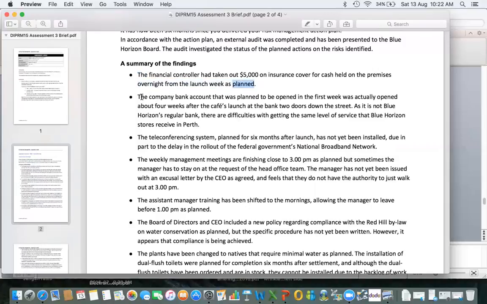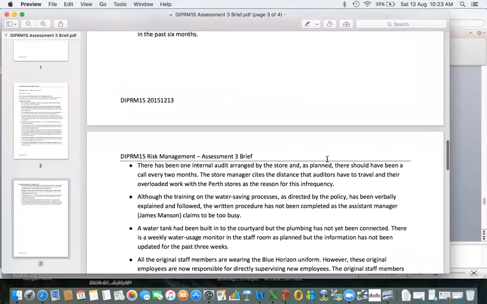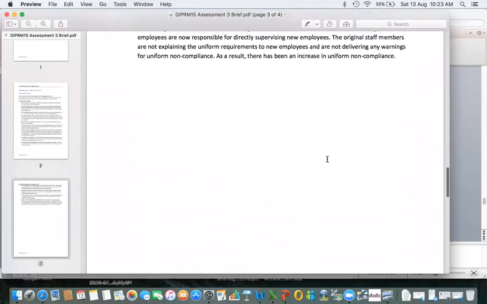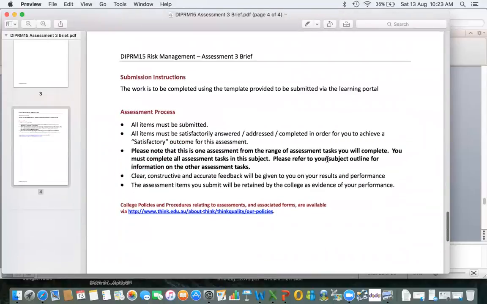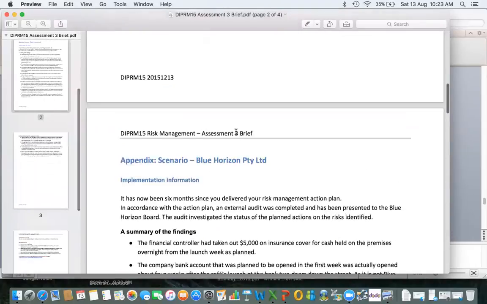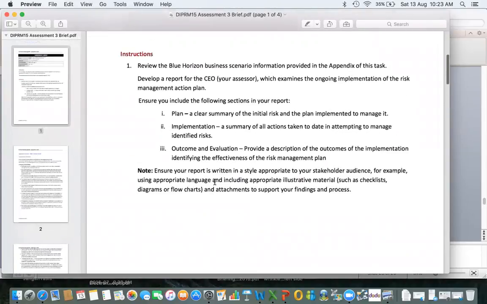Good. And the second one here, the company bank account that was planned to be open the first week was actually open about 4 weeks after the Carface launch. So here it was planned to be open in the first week. That's a bit of information in terms of implementation. Now, if we scroll down further, we get a bit of submission instructions here.